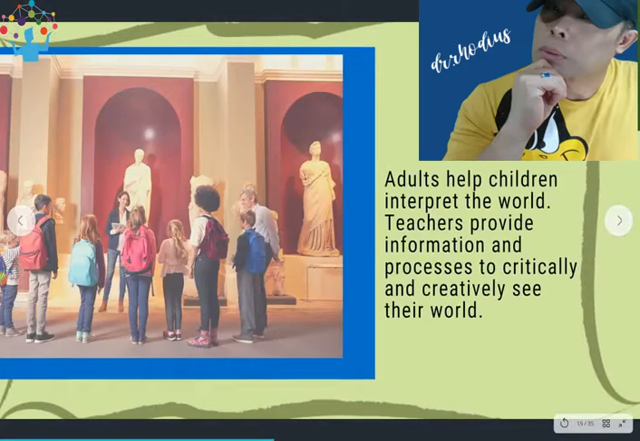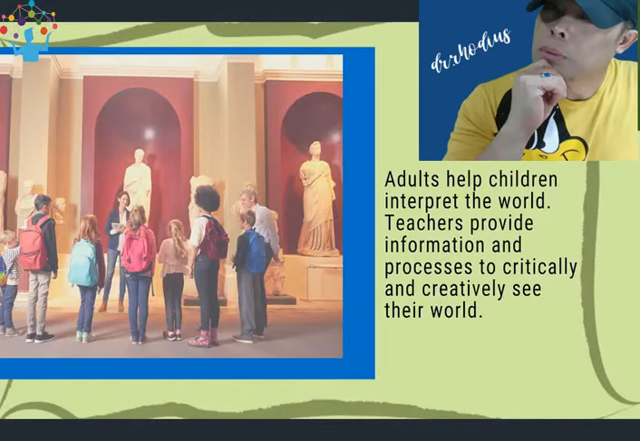In the constructivist theory, the adults, especially the parents and the teachers, help children interpret the world. So we create an opportunity to help them interpret what's happening in the world. From the classroom, we give them a tool to understand the reality outside. For example, currently we are in a pandemic situation. What is COVID-19? So we provide them a very systematic way of dealing with it.